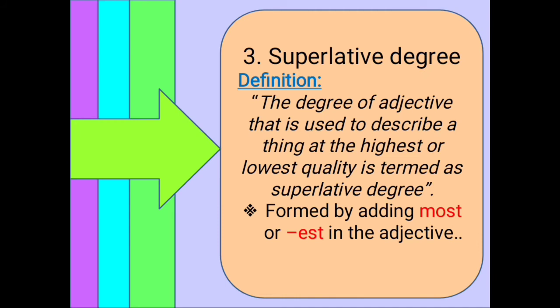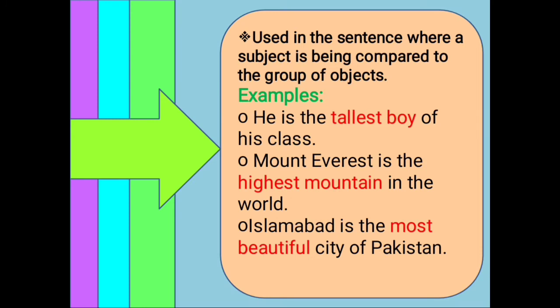And the last one is superlative degree. The degree of adjective that is used to describe a thing at the highest or lowest quality is termed as superlative degree, formed by adding most or est in the adjective. Means these all are formed by the help of most and est in the adjective. For example, used in a sentence where a subject is being compared to the group of objects. Means it is compared with the group of the objects.